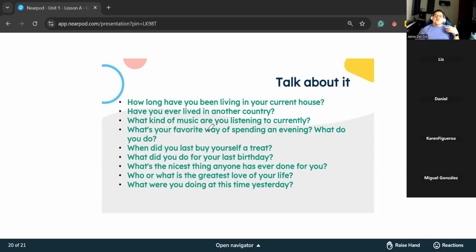Ahora, si quieres agregar información adicional, como por ejemplo detalles de lo que pasó, por ejemplo, el número 2, have you ever lived in another country? ¿Has vivido en algún otro país aparte en el que estás ahorita? Esta es una oración en qué tiempo verbal. Alguien ayúdeme. What is the tense of this sentence? Have you ever lived in another country? What is the tense of this sentence?